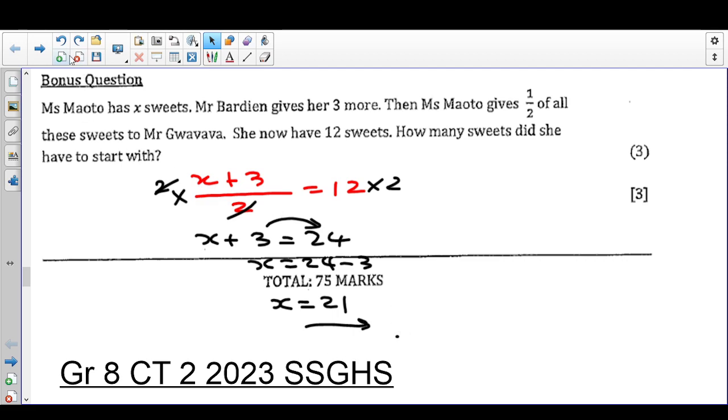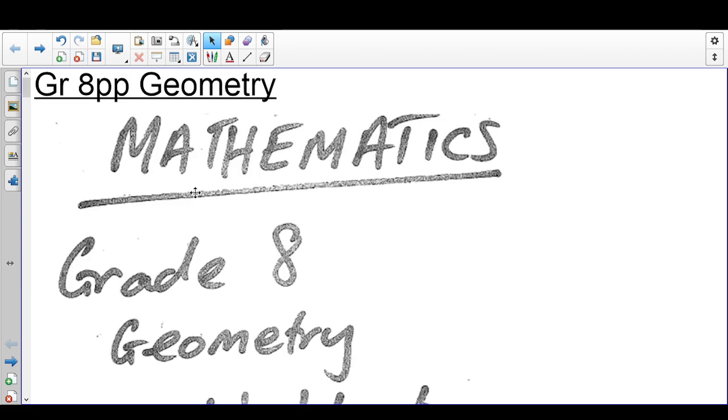So that basically brings us to the end of the paper, correct? Tomorrow we'll start with geometry again. Okay. Let's carry on with geometry. Yes?